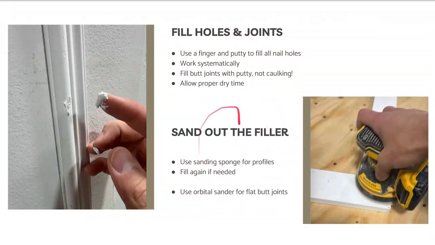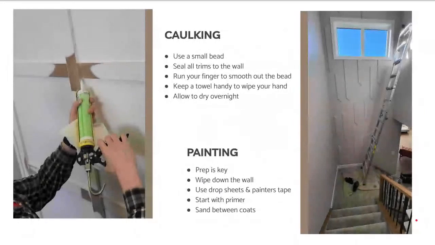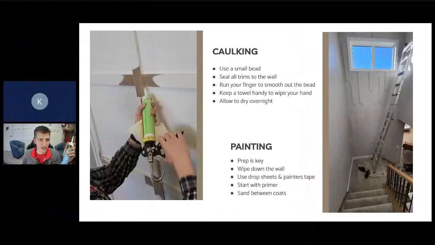So once you've got all your filler sanded out, you filled all those holes, you got it sanded out, you used your sanding sponge and your orbital, now we are ready to move on to the next step, which is caulking. This is very important, because this is going to make your wall look really good versus just okay.